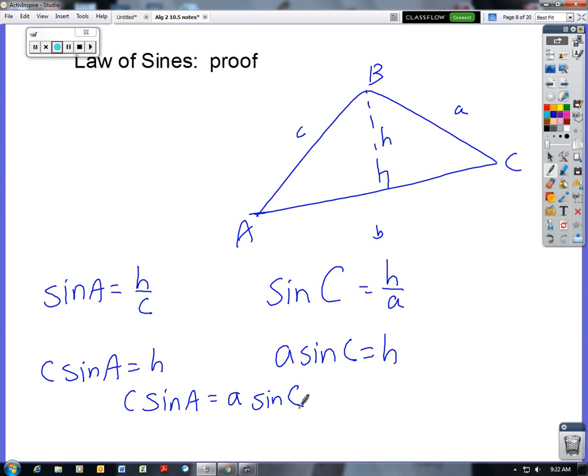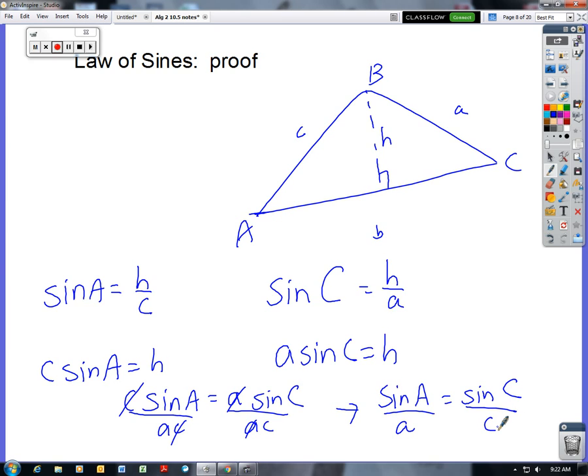And then all I have to do is divide both sides by c and divide both sides by a. I'll do it both at once. So I'm dividing both sides by ac, which is a legal algebra move. If I do that, these c's are going to cancel, these a's are going to cancel, and I'm going to get the sine of angle A over little a equals the sine of angle C over little c.